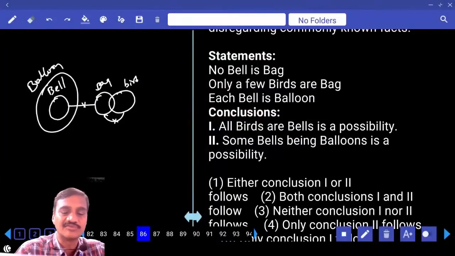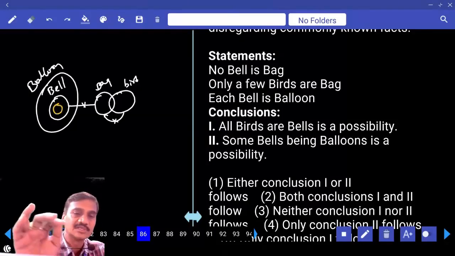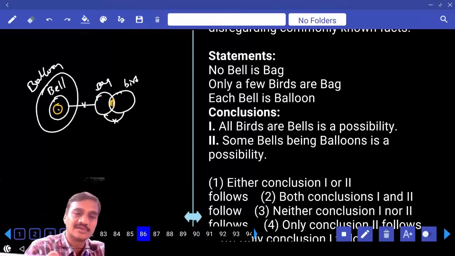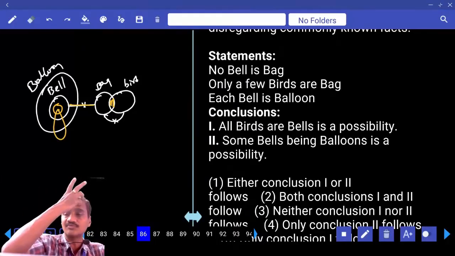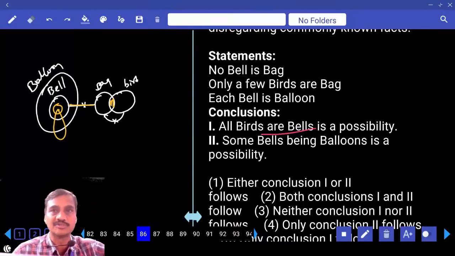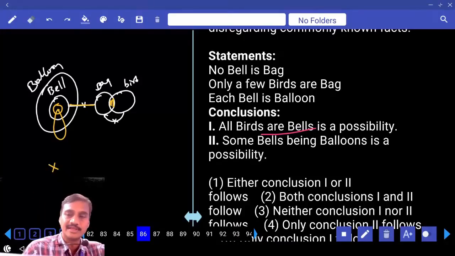They said all birds can be bells. Is it possible or not? All birds are bells means bird must be like this. If I draw bird like this, there is an intersection between bird and bag. Some bags are birds should also be true. And if bag comes here, no bird is a bag will become false. Is it possible or not possible? Not possible. And some bells are balloons is possible. Some balloons are bells. Is it possible or not? Now some bells are balloons is possible. Hence I can prove that at least some of the balloons are a part of this bell. Hence it is possible, only 2 follows, question number 86.